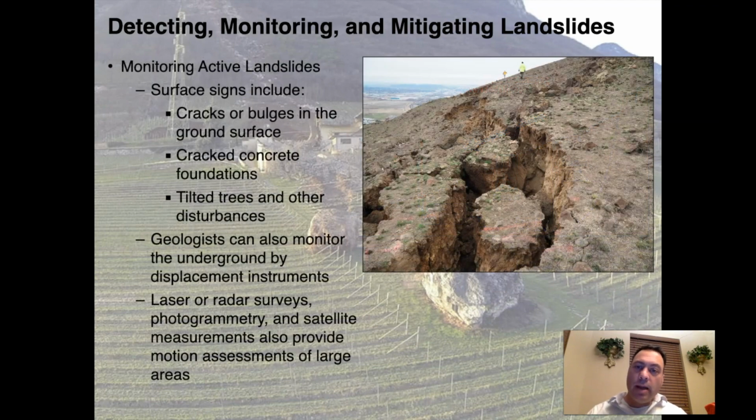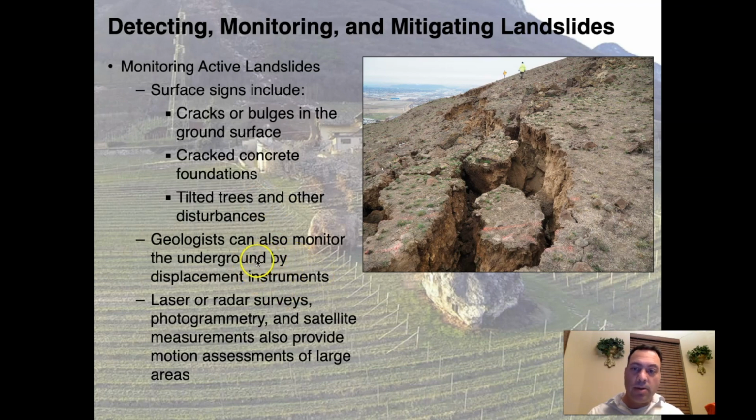All right, so monitoring active landslides. Surface signs include, in terms of detection, cracks or bulges in the ground surface. This would be a classic example. This is where we see a headscarp that's starting to form. Here's a geoscientist, a pair of them actually, walking along that headscarp. This is actually a fairly dangerous place to be doing some work. Cracked concrete foundations, tilted trees, and other disturbances. These are all dead giveaways that you have some kind of land disturbance that's going on.